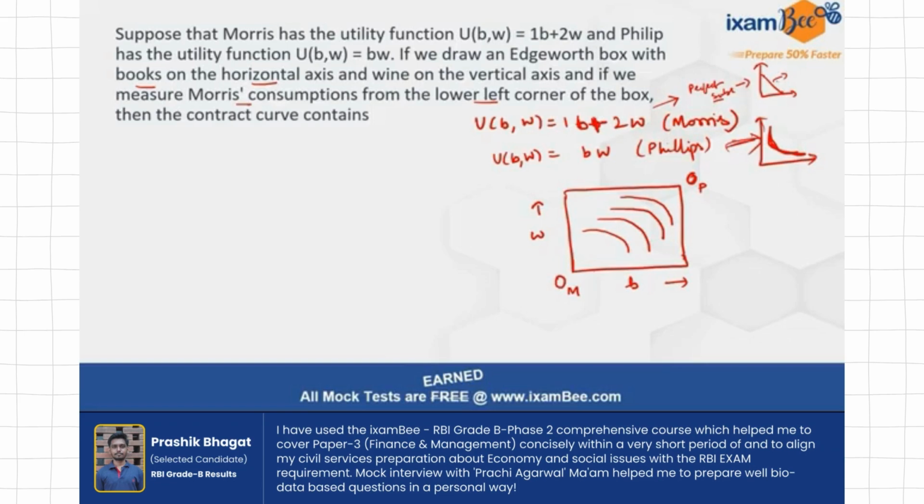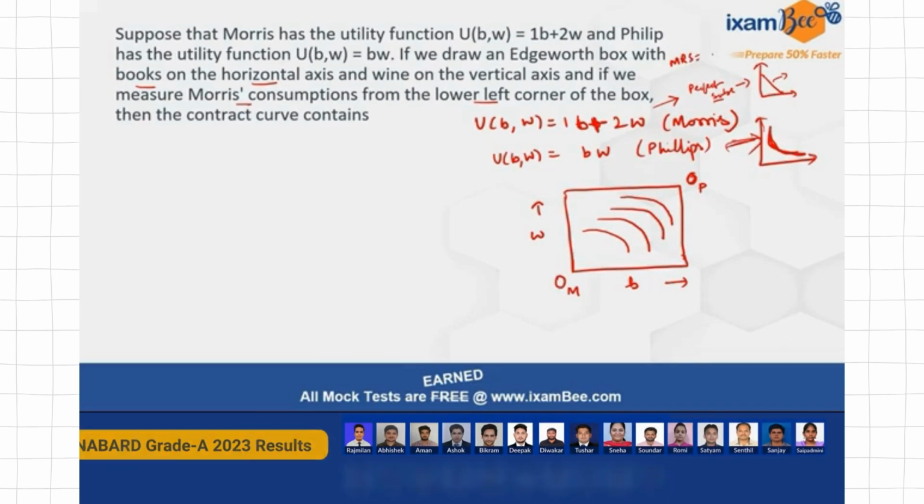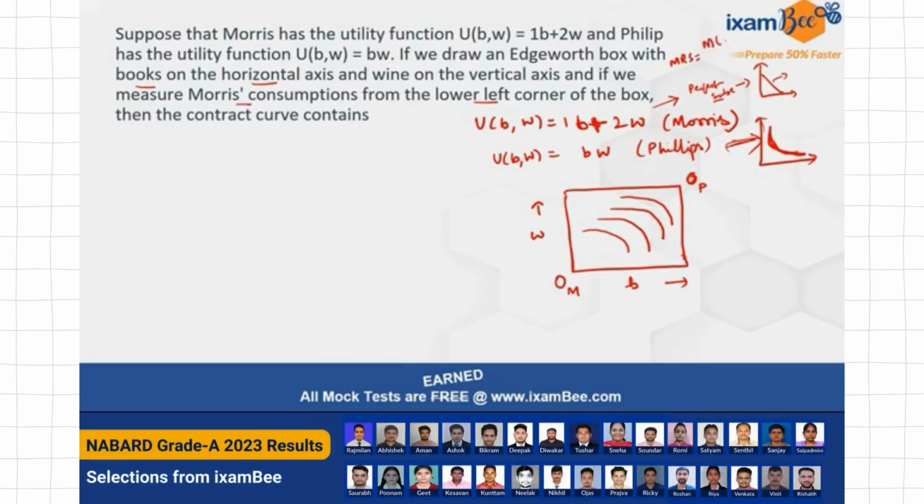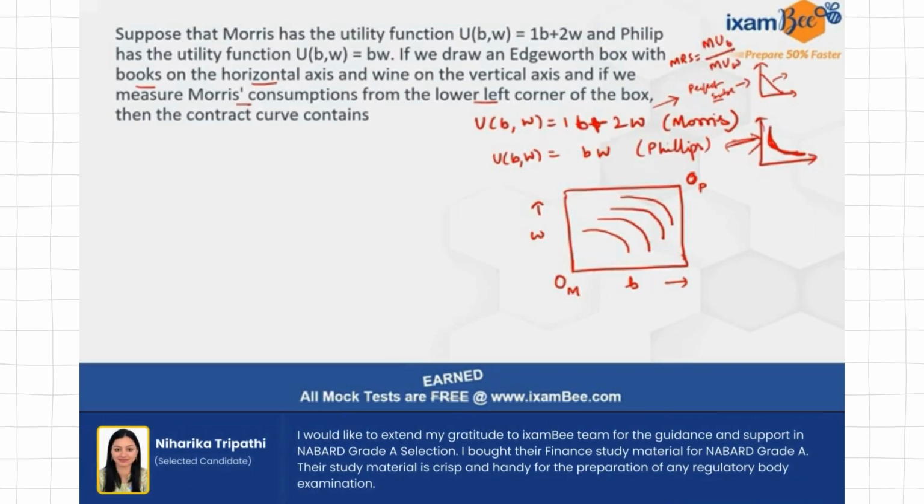The IC slope is actually the MRS, and the marginal rate of substitution is the ratio of MUX upon MUY. On X I'm plotting B, so I have MUB upon MUW. This is going to give me the MRS. So you differentiate this function once with respect to B, you will get MUB.